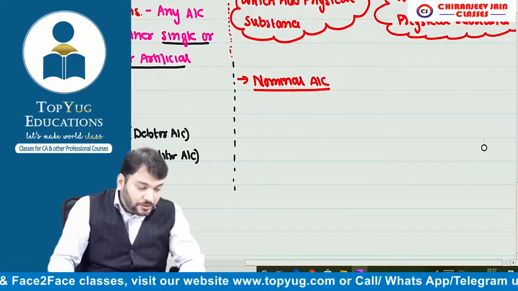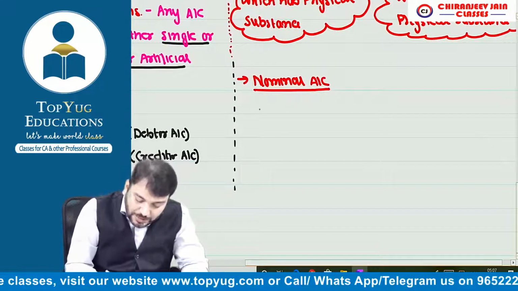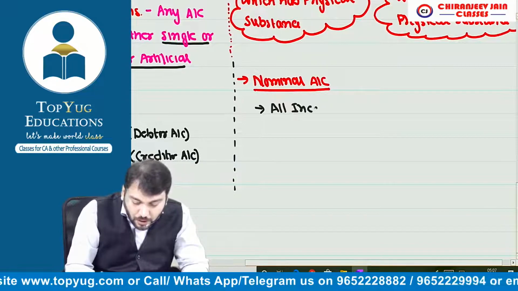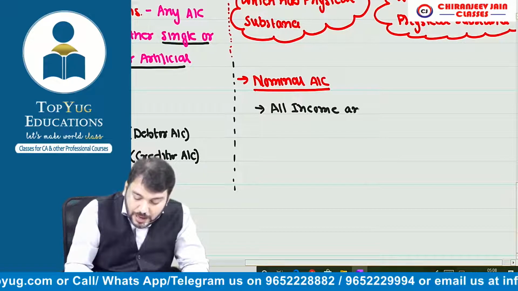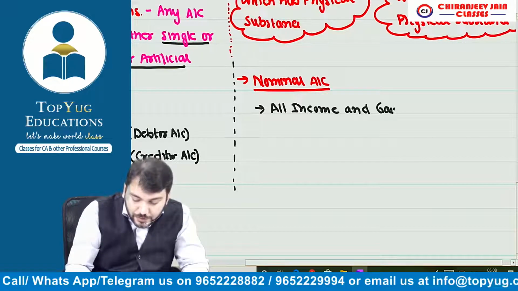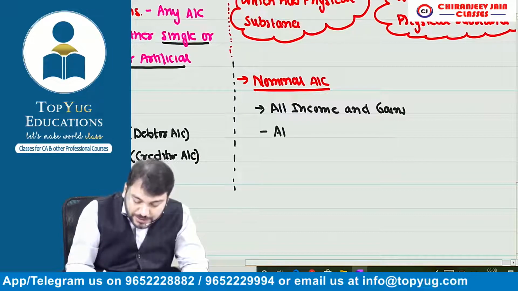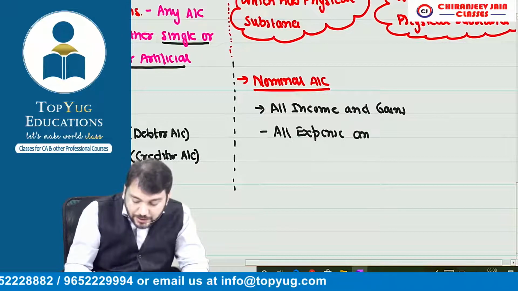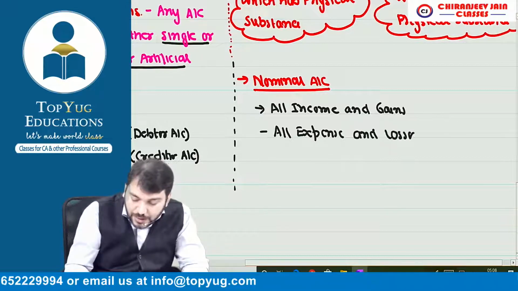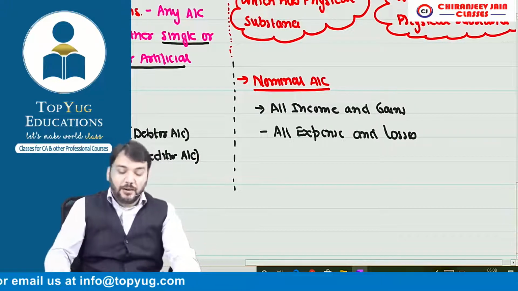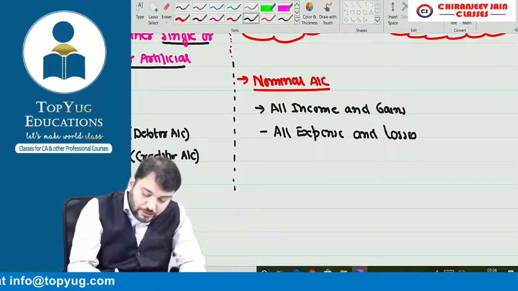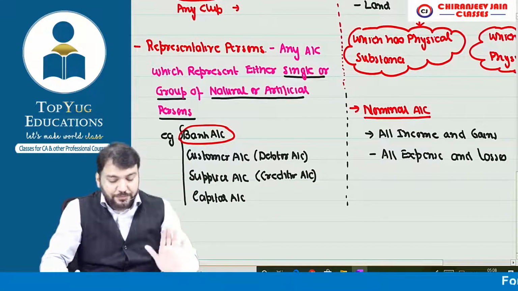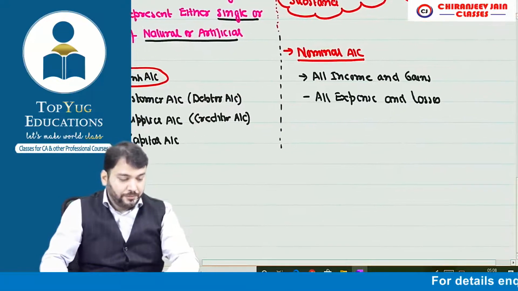So can I say nominal account represents all income and gains, correct? And all expenses and losses are which account? Nominal account. Correct? Understood? So these are what? Nominal account. Understood this point? Any doubt? Correct?